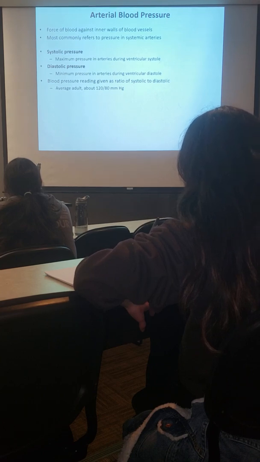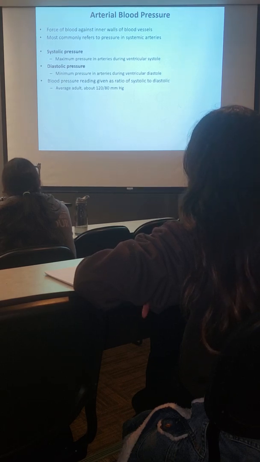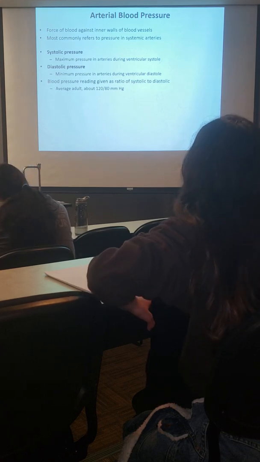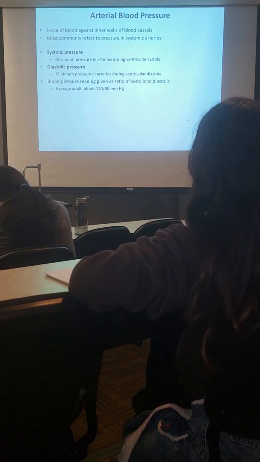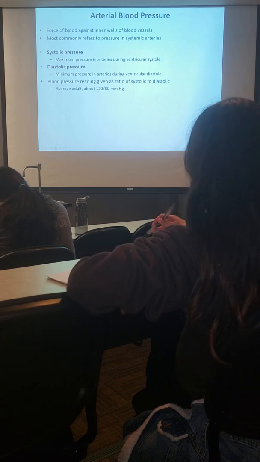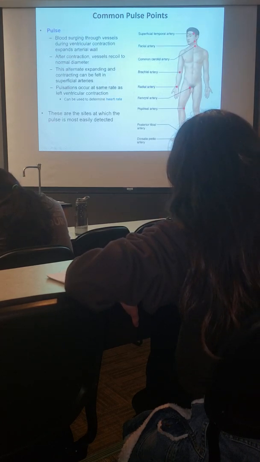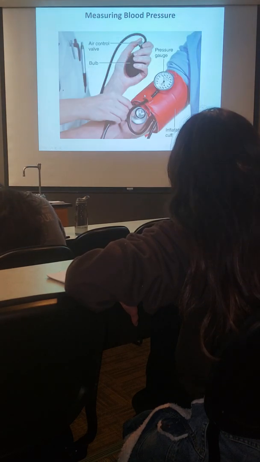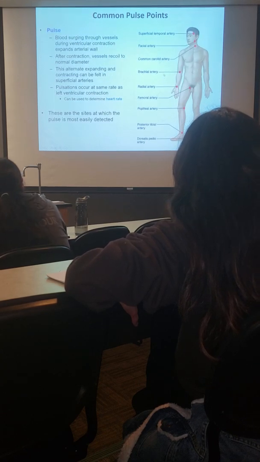The next thing we're going to talk about is arterial blood pressure. So we talked about this in lab. We said that systolic pressure was the pressure that you get when your heart is in systole. Diastolic pressure is the pressure when your heart is in diastole. And we said that the normal reading is 120/80, which is systolic over diastolic. So, we'll come back to this in a minute.